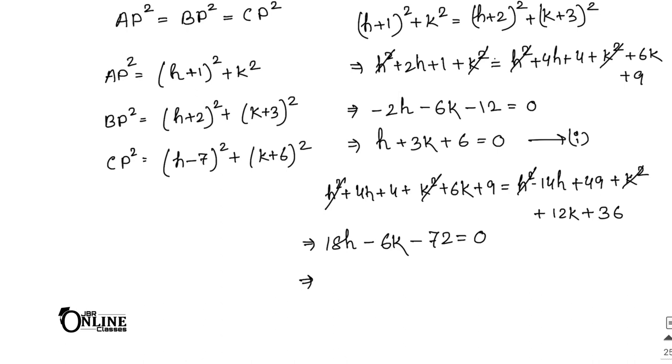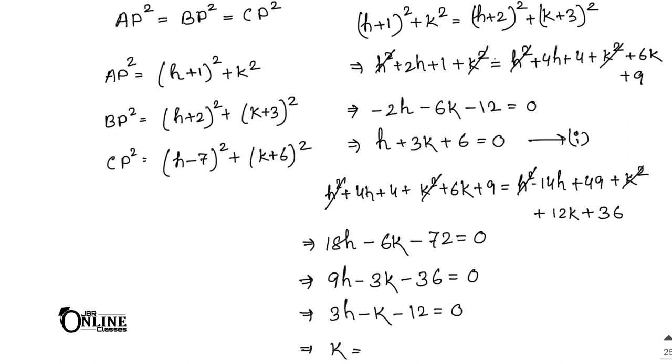So if you divide it by 2, it's 9h minus 3k and minus 72 by 2, that is 36. So write 36, that one equal to 0. Now again divide it by 3, so it's 3h minus k minus 12, that one equal to 0. Okay, so that means k equals 3h minus 12.